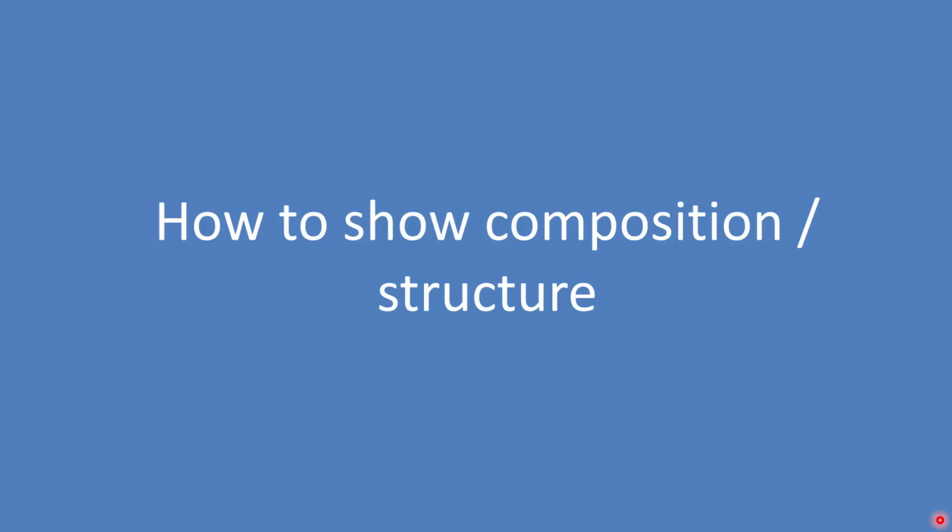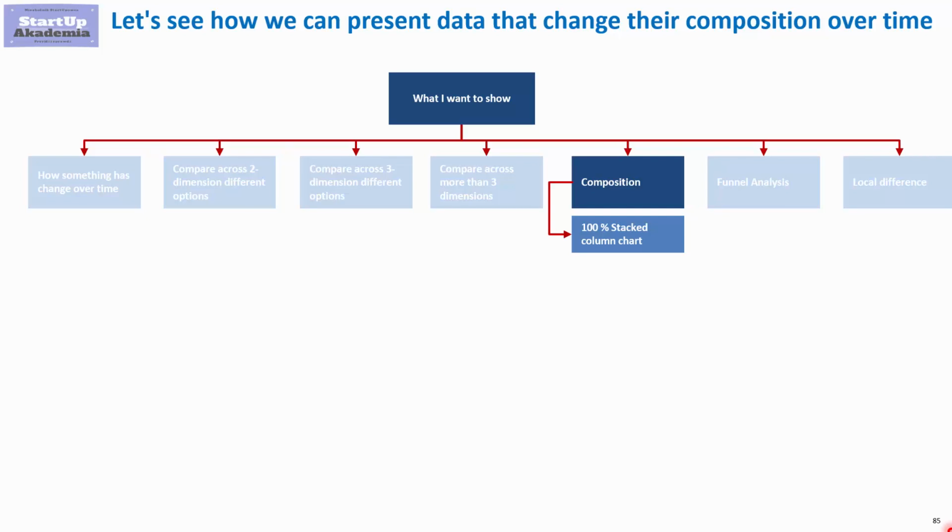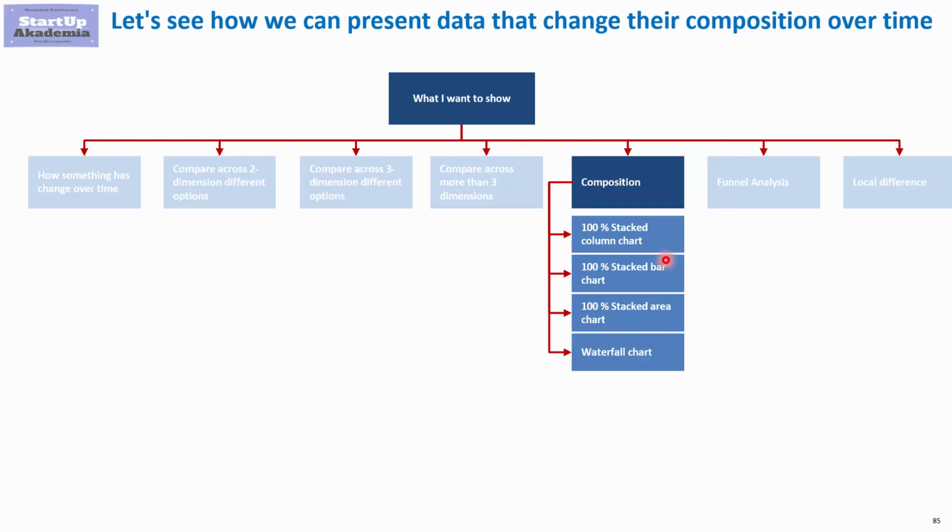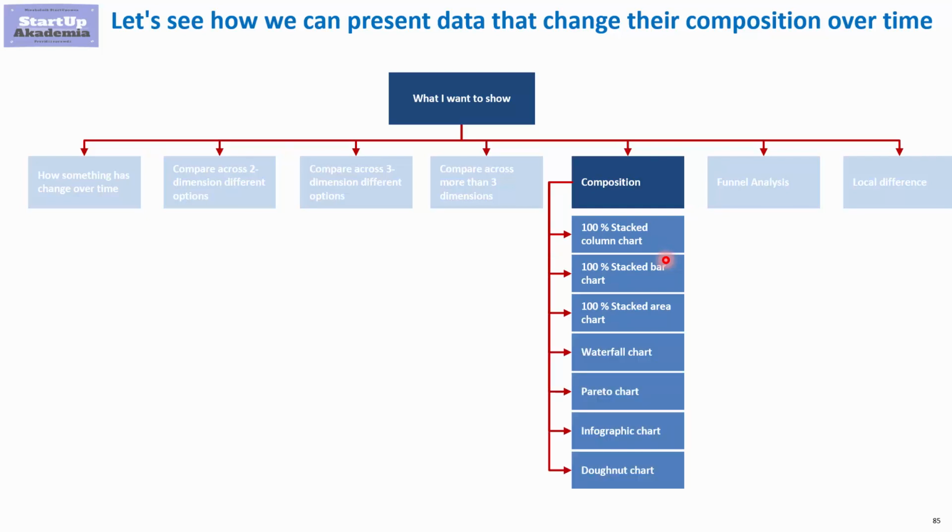Now let's have a look how we can show the composition, the structure. So here, basically, we will use everything which has 100% in the name. So 100% stacked column chart, bar chart, and also area chart. However, we can also use Waterfall Chart, Pareto Chart, infographics, and donut charts. In some cases, it may also make sense to use another type of chart available in PowerPoint 365, which is called tree map. And let's have a look at some examples.